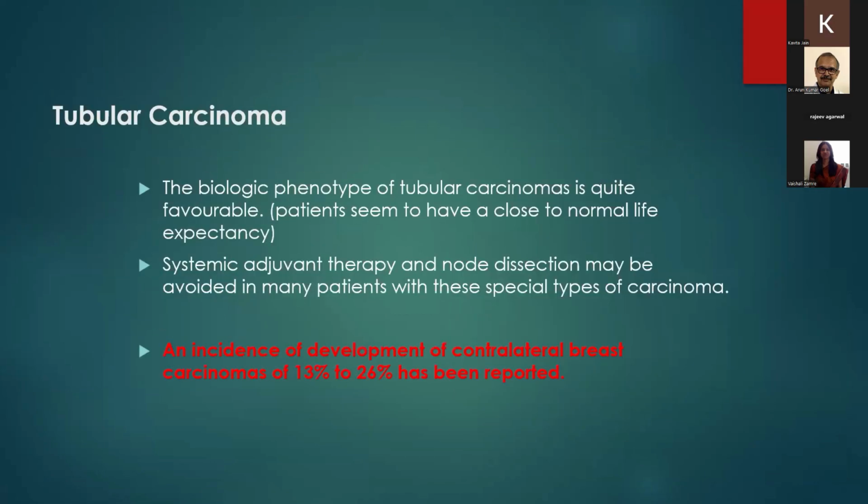One point of concern in tubular carcinomas is that there is a high incidence of development of a contralateral breast carcinoma, and that can be as high as 25%. So it is imperative to equally evaluate the other breast, and also during follow-up. Also, at times, tubular carcinomas are known to exist with a lobular component, and you might have a tubular lobular carcinoma. Those kinds of tumors will have a poorer prognosis compared to a classical tubular carcinoma.